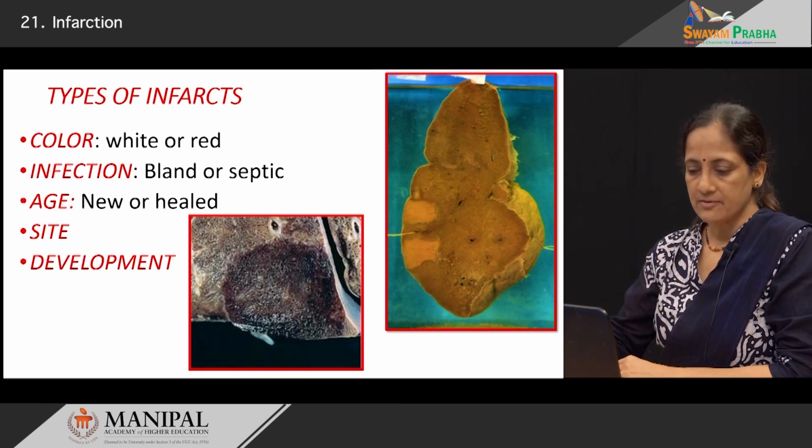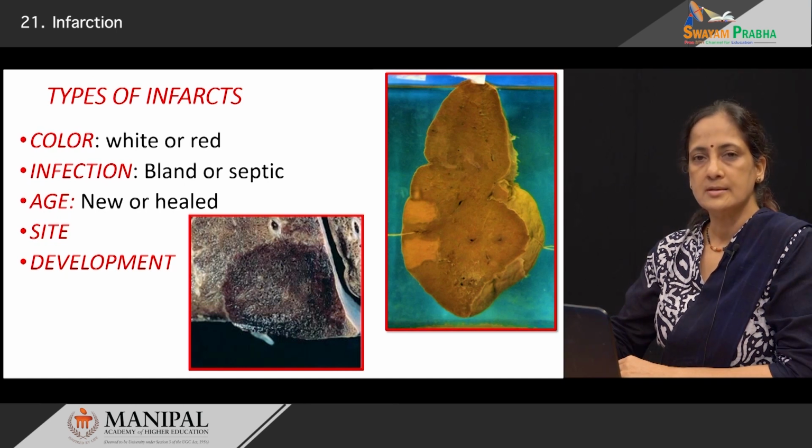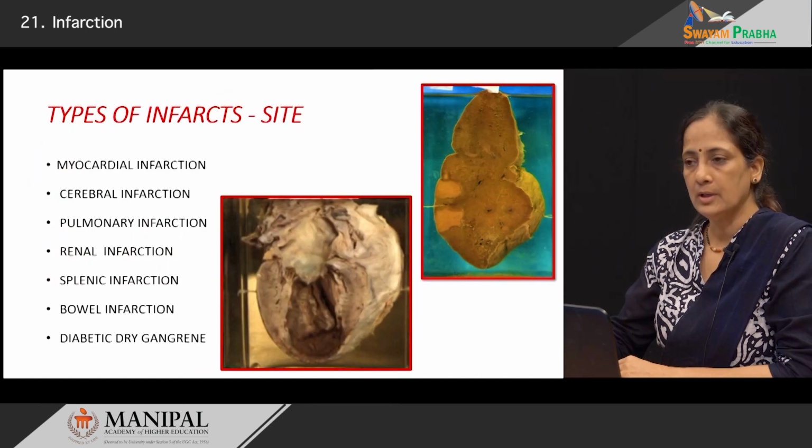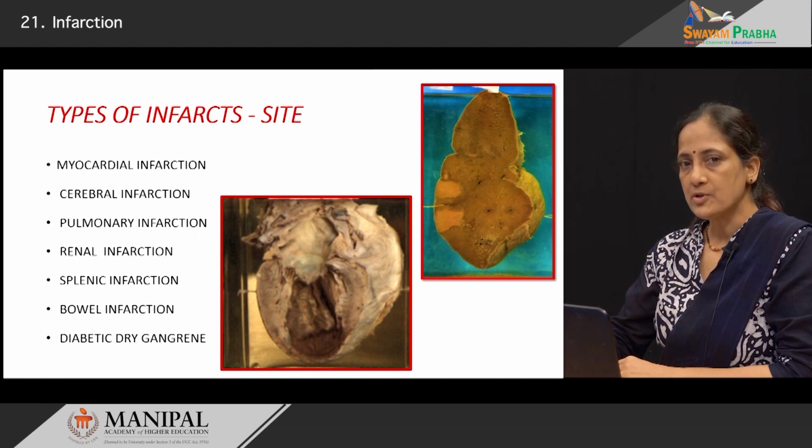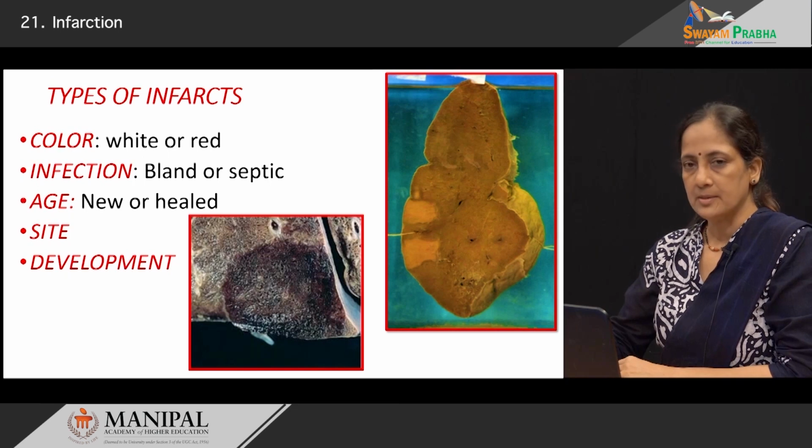Infarcts can be further classified according to their location. So, if it's in the heart, we say myocardial infarction, similarly cerebral, pulmonary, renal, splenic, bowel infarction. Infarcts can lastly be classified again according to the process of development. Most of the infarcts are developed as pathologic processes and therefore are pathological infarctions. Some, however, are induced or iatrogenic.